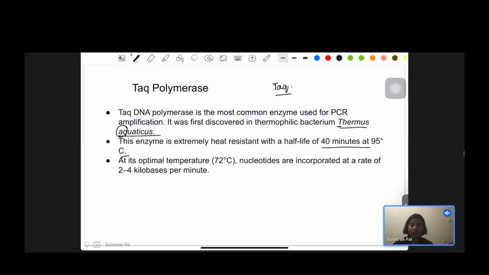The optimum temperature of this enzyme is 72 degrees, where it can catalyze this polymerization reaction, and here the nucleotides are incorporated at a rate of 2 to 4 kilobases per minute. So this is the rate of nucleotide incorporation of the Taq polymerase.